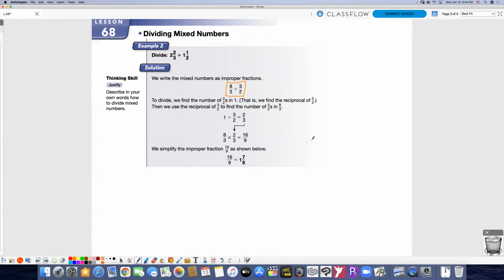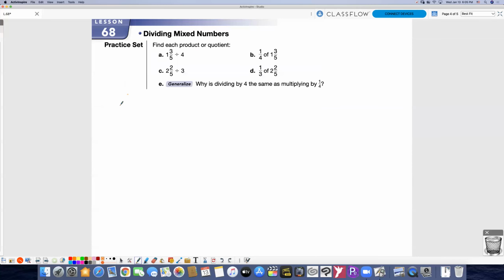And to find what 16/9 is as a mixed number, you just need to divide it. And you can see 9 will go in there one time, you subtract that, you'd end up with 7. 7 would be the numerator, 9 would be the denominator. 1 7/9 would be the answer to that one.